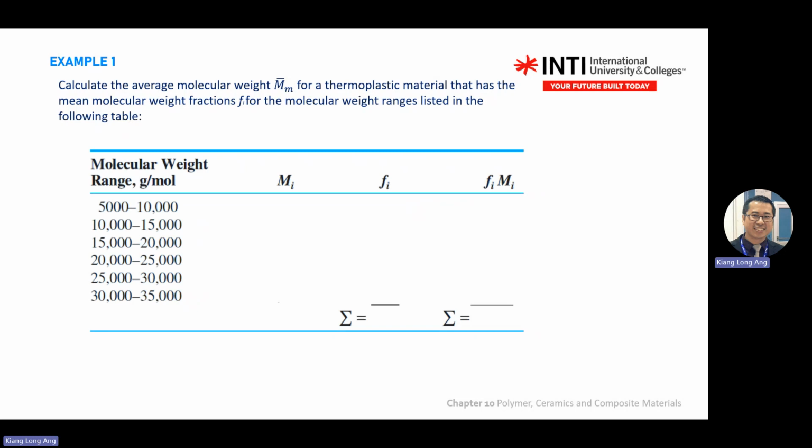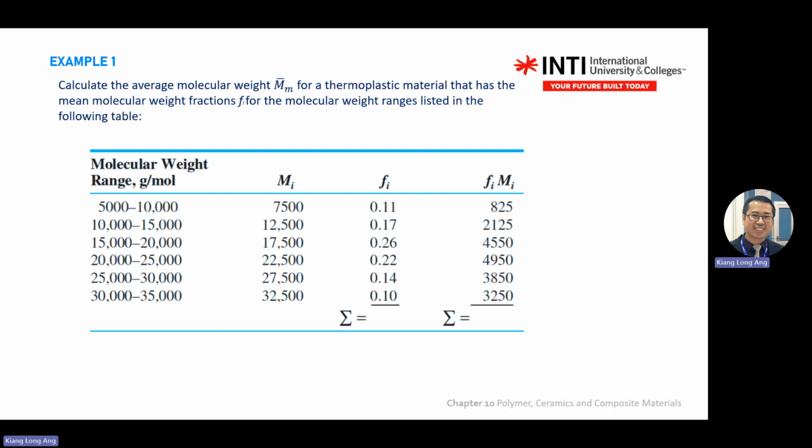Okay, so how do you do it? You take the mean of the range. For example, 5,000 to 10,000. What is the mean? 7,500. This one we find the mean. After you find the mean, you copy the fraction, 11%, 17%, all of this, you add. So this one normally will be 100%, but be careful. Sometimes I will be tricky over here. It will not be 100%.